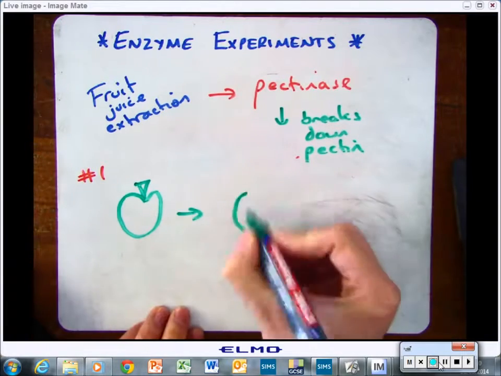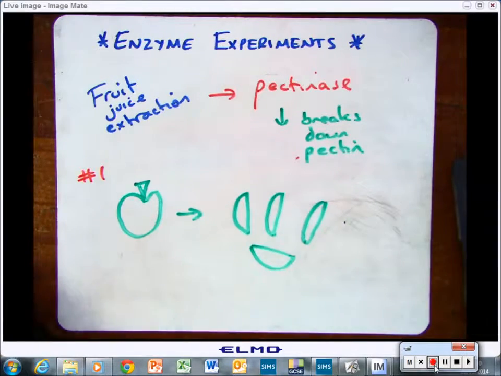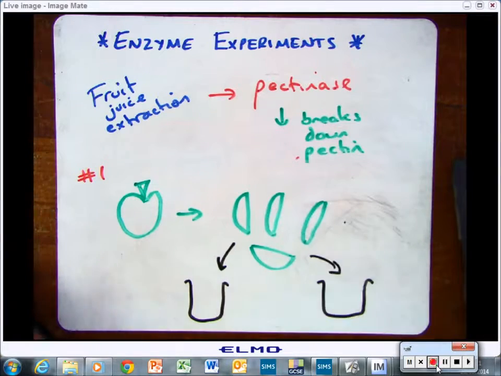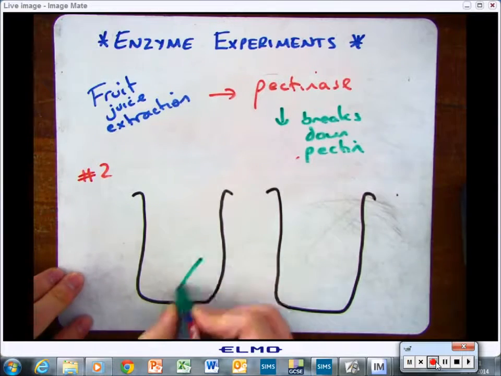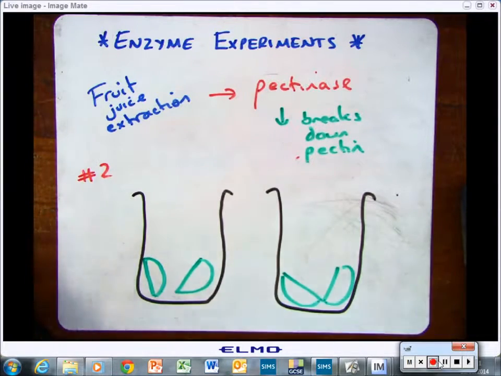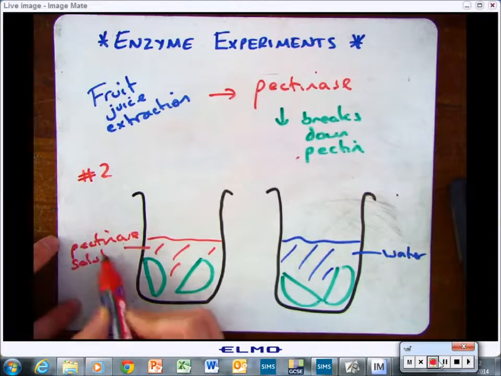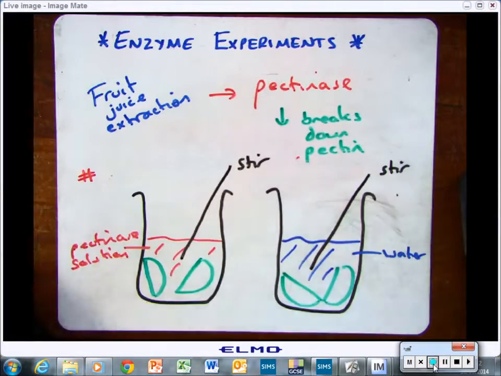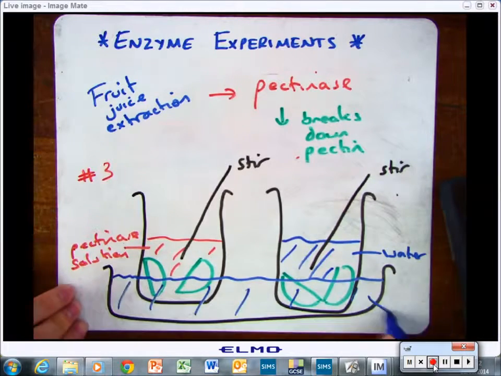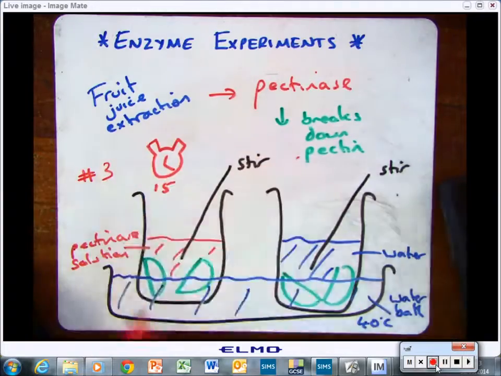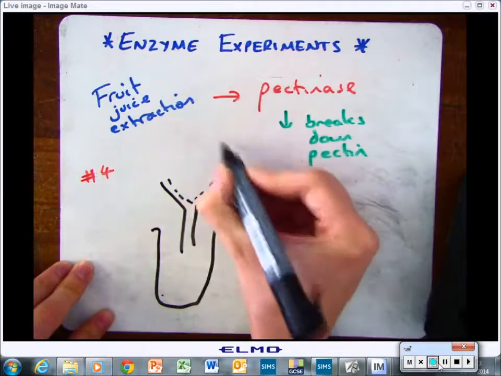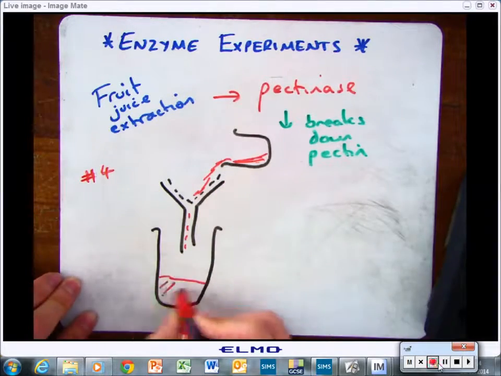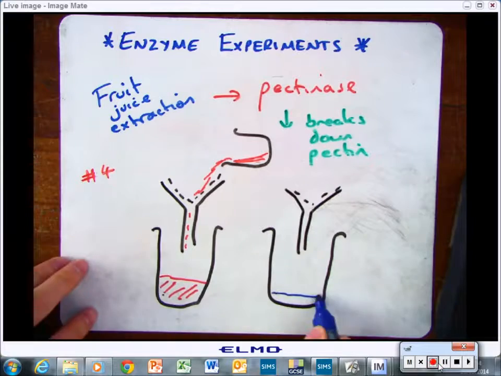To do this, the first thing you need to do is take an apple and chop it up into small chunks, and then put it into two separate beakers. Secondly, take some of the pectinase solution and add it into one of the beakers, and then put some water into the other beaker so it can be used as a control, and then stir them both. Incubate both beakers at about 40 degrees and leave them for about 15 minutes. The next step is to filter the contents of both beakers and then record the volume of juice that you get in each. You should find that you get much more juice from the beaker containing pectinase than the one with water.